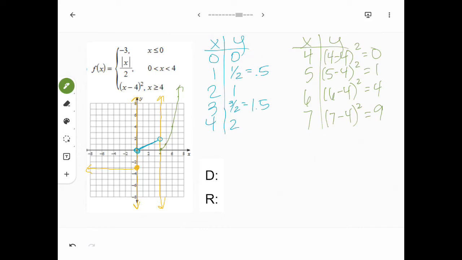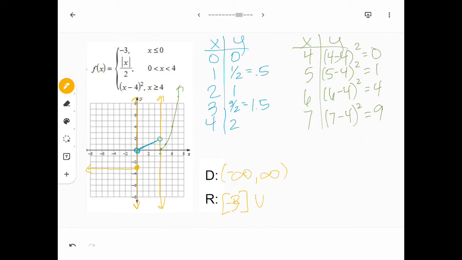Go ahead and try the domain and range, and then I'll fill that in as well. For your domain, again, check your points where you change equations. Both of those had an equal to in one of the two spots, so your domain is negative infinity to infinity. For your range, bottom to top, again, we have one of those one value only ones, which is okay. So this is negative 3.